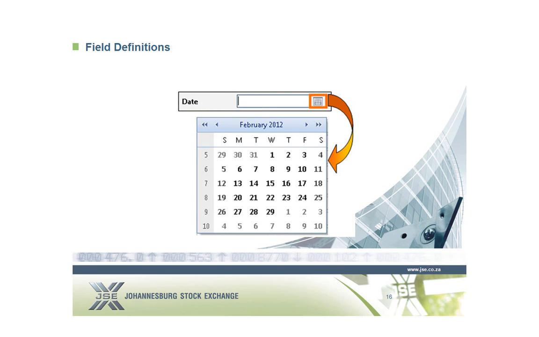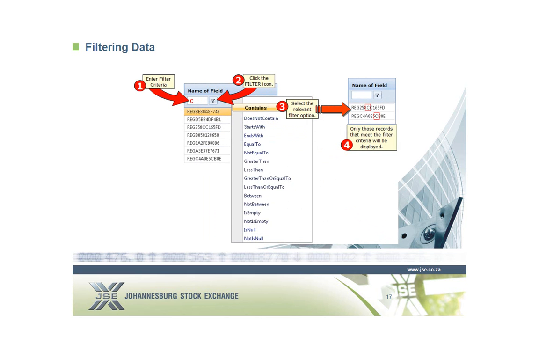The date field can be dealt with in 2 ways. The user can click on the date picker on the right-hand side of the field and then select the date from the calendar, or the user can manually type the date. The user can move around in the calendar by selecting the left arrow or right arrow. One arrow will move the calendar 1 month forward or backwards, and the double arrow will move the calendar 2 months forward or backwards.